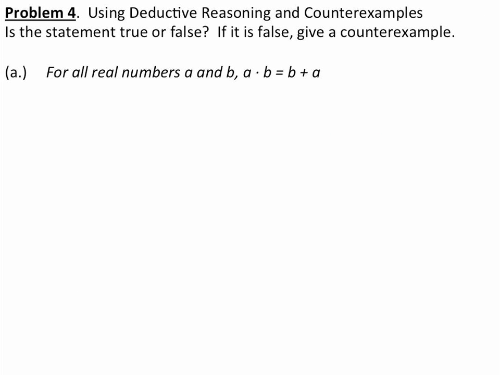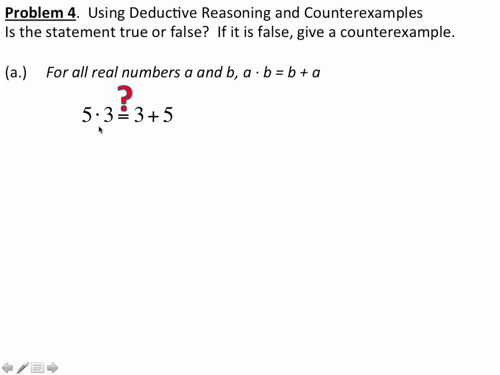Here in problem 4, it says use deductive reasoning and counterexamples. Is the statement true or false? If it is false, give a counterexample. So for all real numbers, a and b, a times b equals b plus a. Well, let's think about that. So if we take two numbers, let's say 5 and 3. So if we took 5 for a and 3 for b, they're telling me that 5 times 3 should be the same as 3 plus 5.